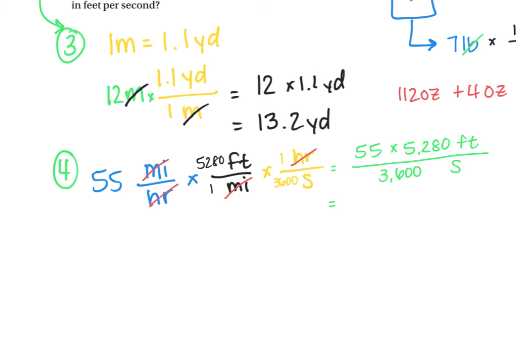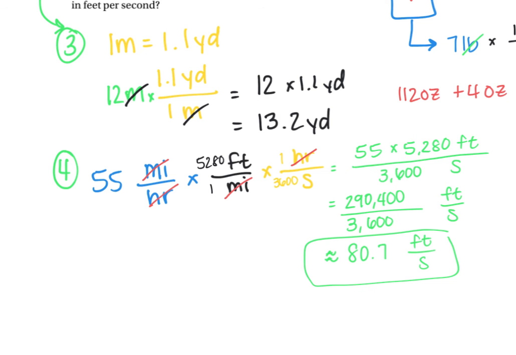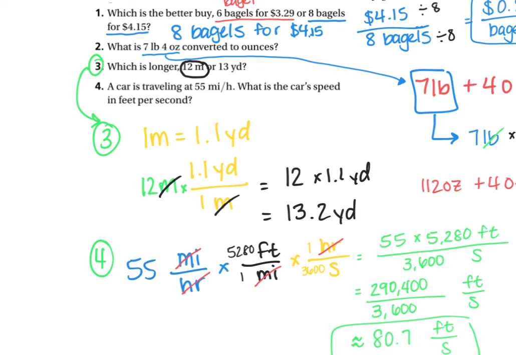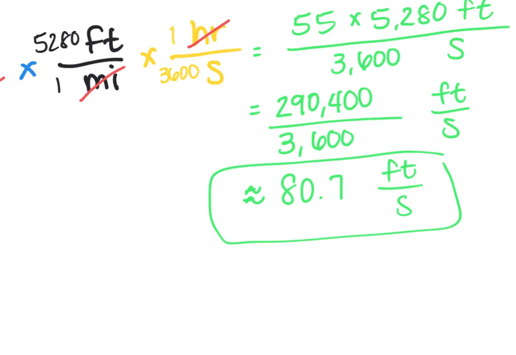That gives us 290,400 over 3,600 feet per second, which is going to give us 80.7 feet per second, roughly. Feet per second. And if it doesn't ask what to round to, guys, go ahead and just round to the nearest tenth, like I did. So that's number 4. All right.